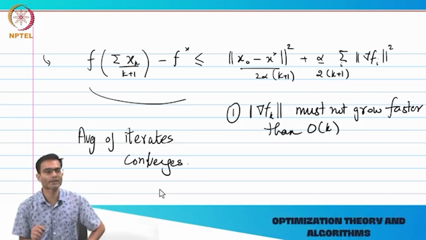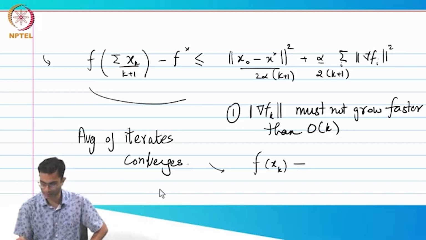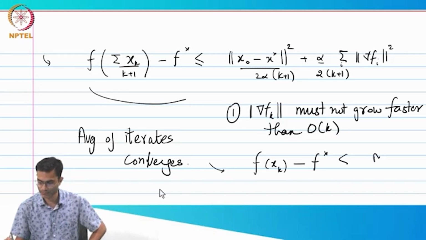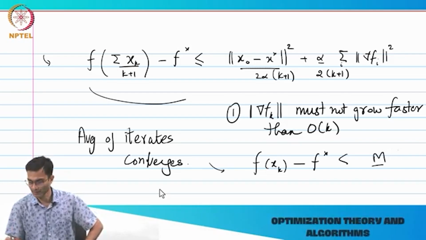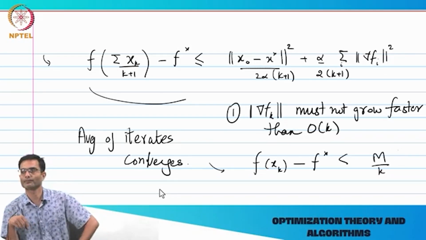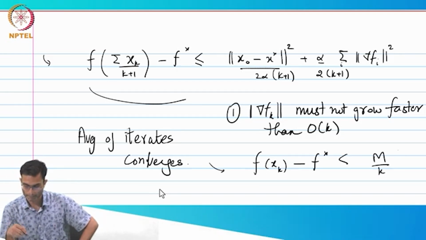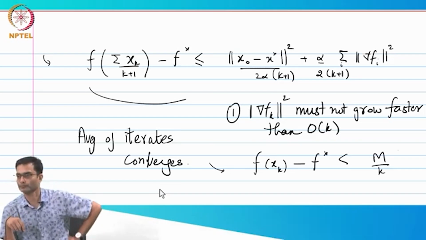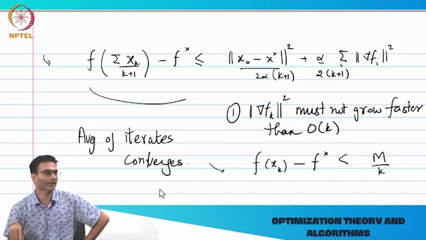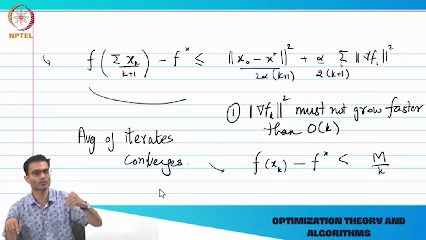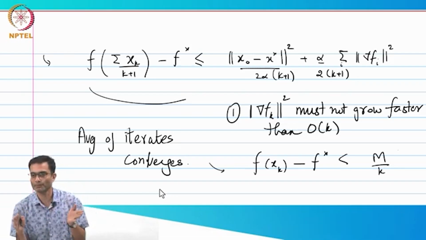Now what would have been really nice is if instead we had f of xk minus f star less than or equal to something like this. This would have been great. Grad f squared should not grow faster than k. Ideally, I would have liked this, that as my iterations go, f of xk and f star should come as close to each other as possible. This is what we would like.